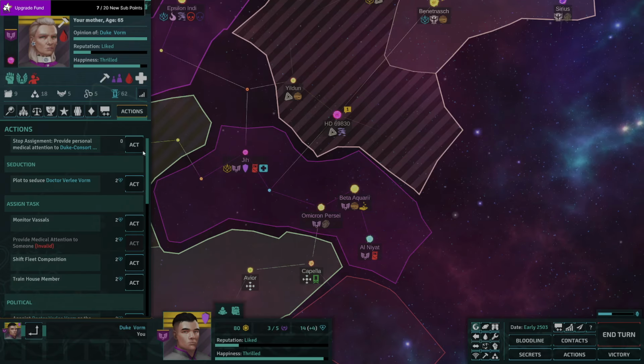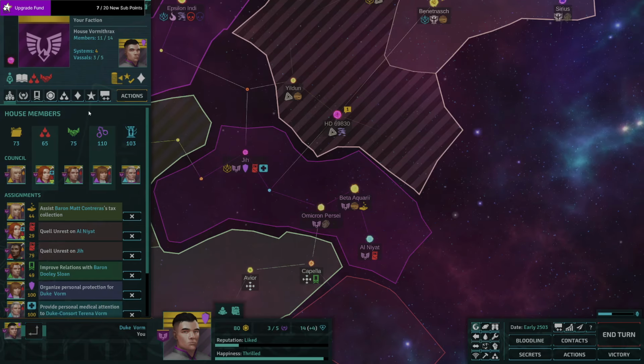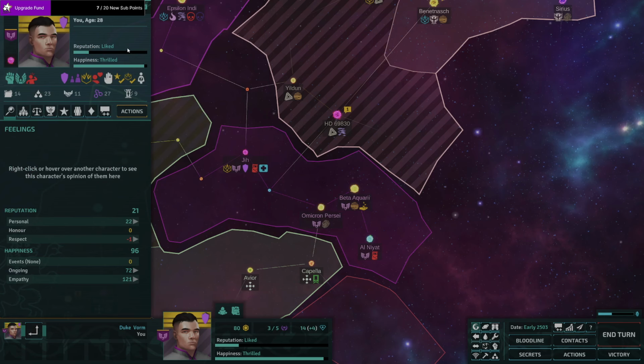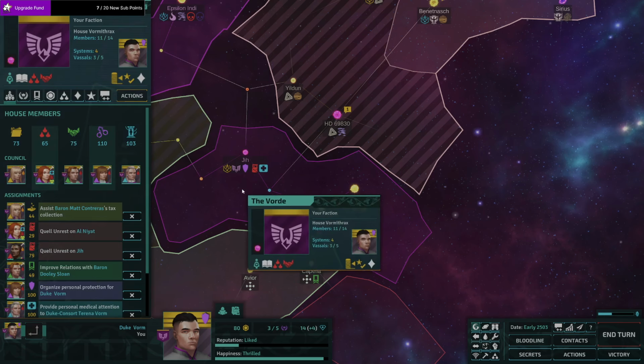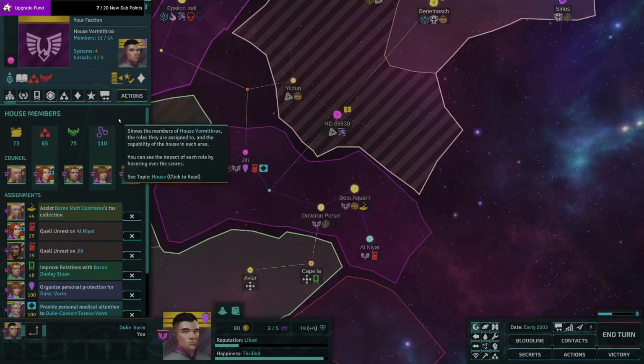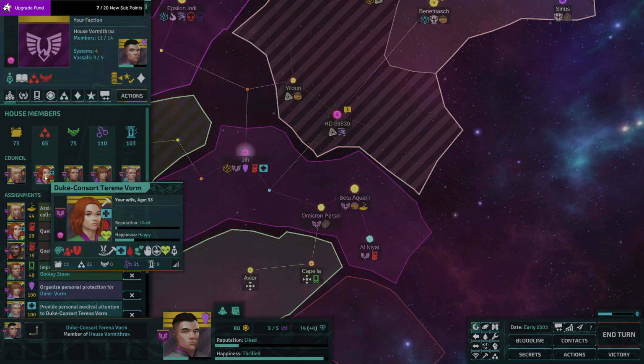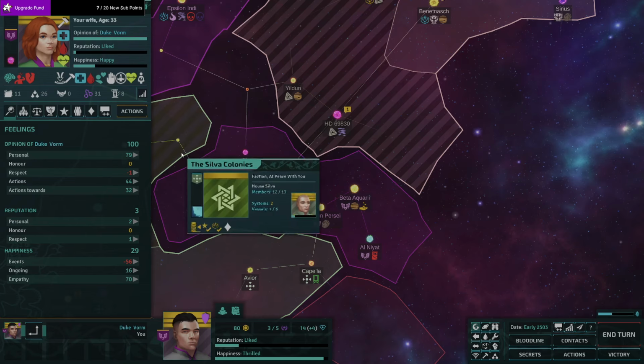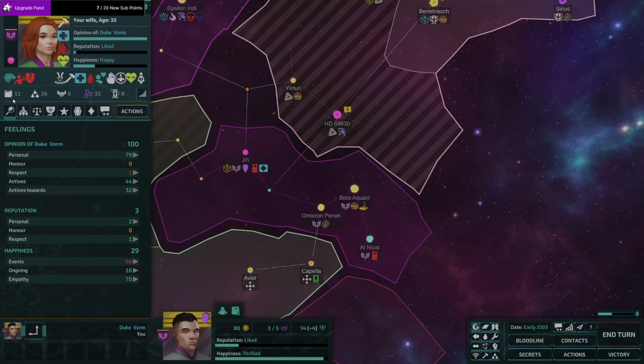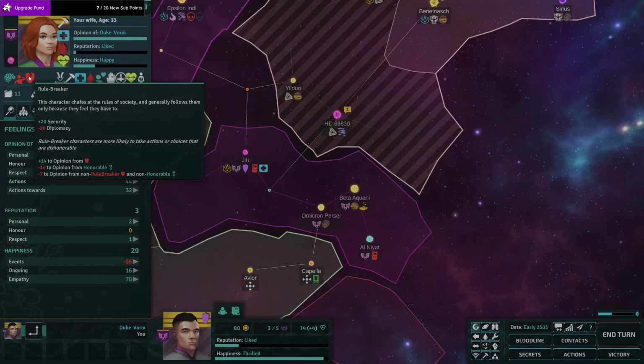Really, really don't want to lose my wife. Not just because she's probably pretty capable, but because a massive unhappiness chain will occur. She's only 33. She's also a proud rule breaker.